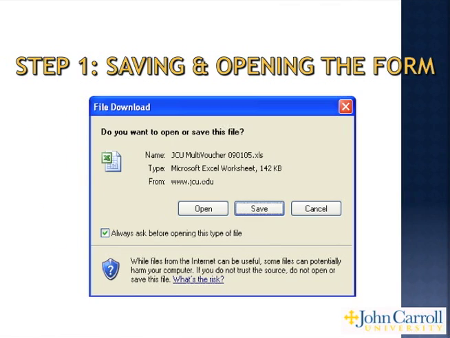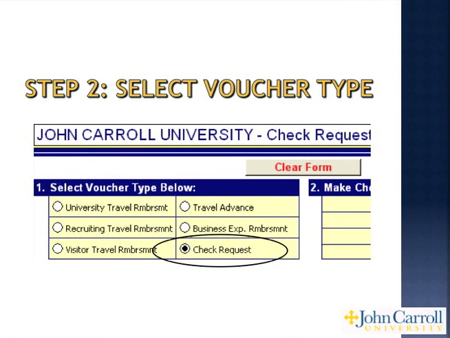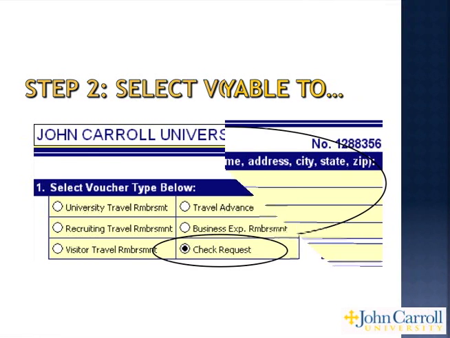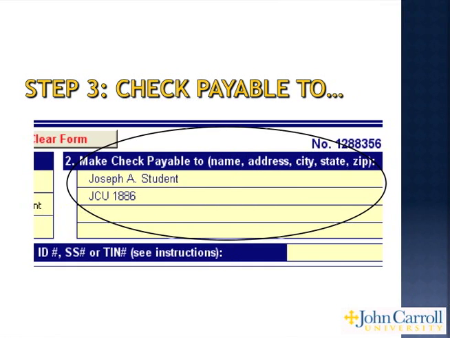Step 1. Saving and opening the form. Right-click on the text Interactive Multi-Voucher Form to save. Save the form to your hard drive, network drive, or temporarily on your desktop. Then click Open. Step 2. Select voucher type. In Item 1 labeled Select Voucher Type, click on the radio button next to the words Check Request.